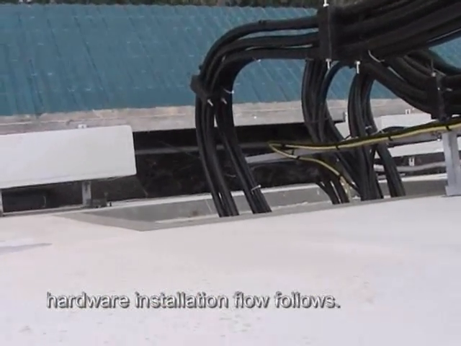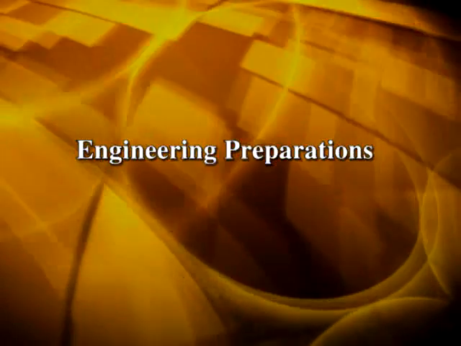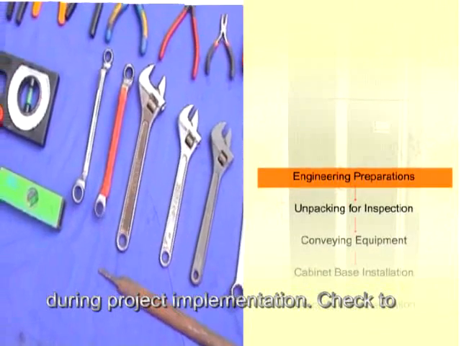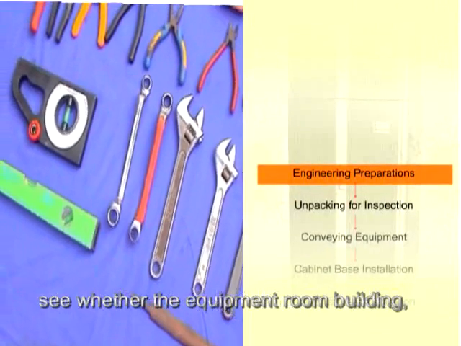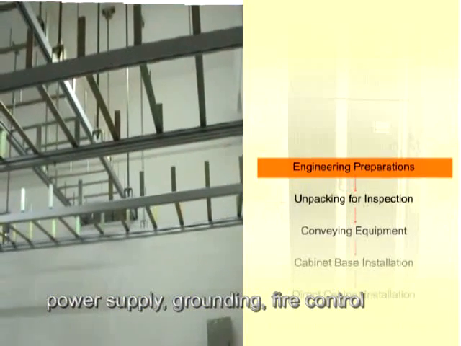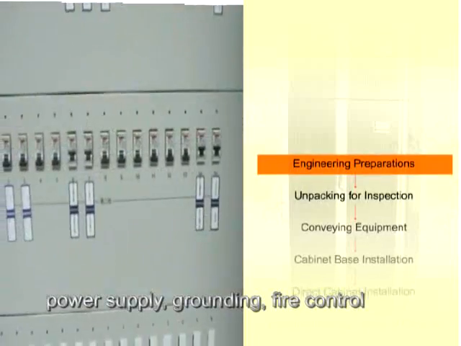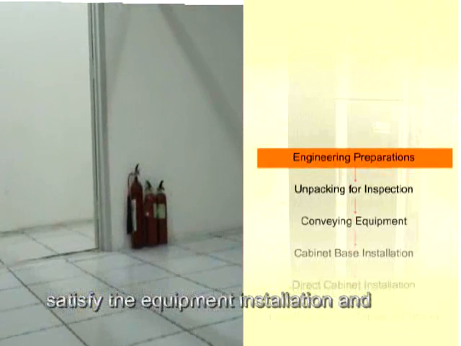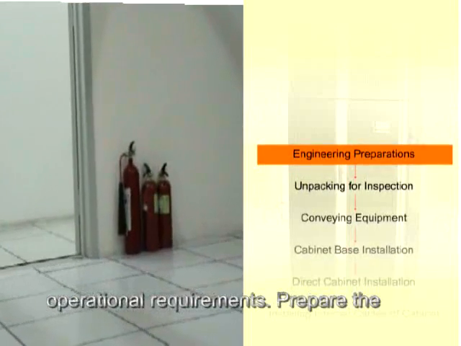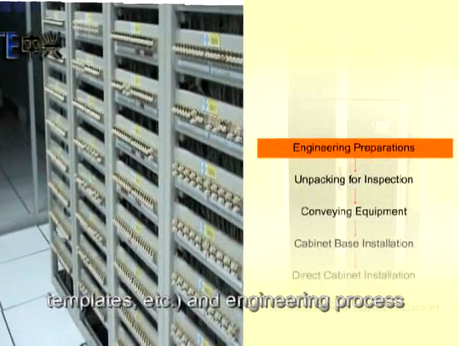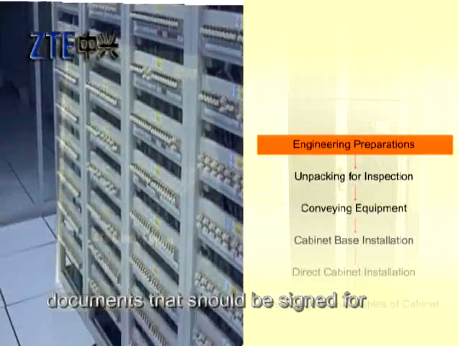The hardware installation flow follows. Engineering preparations. Prepare all necessary tools and meters during project implementation. Check to see whether the equipment room, building, indoor environment, equipment room power supply, grounding, fire control facilities, and transmission interfaces satisfy the equipment installation and operational requirements. Prepare technical documentation like hole drilling templates and engineering process documents that should be signed for confirmation.